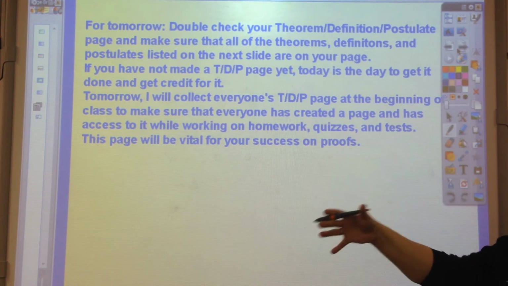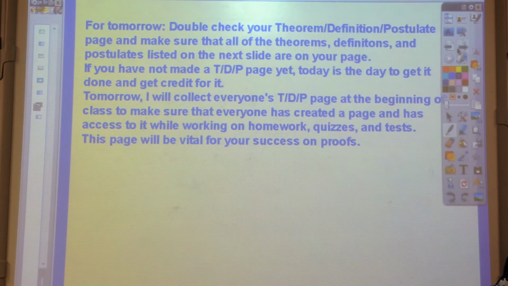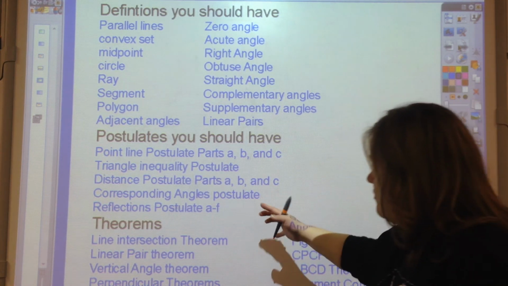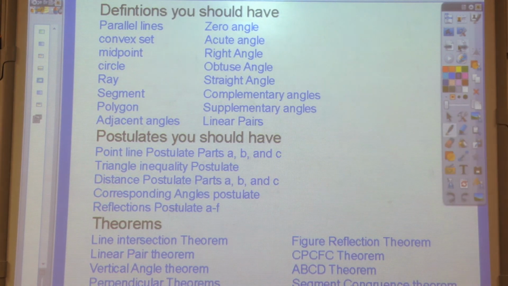Tomorrow I'm going to collect everyone's theorem, definition, and postulate pages at the beginning of class, like a video question, so I can double check them and then I'll give them back to you because you are definitely going to need to utilize them. So let's go ahead and go to this next slide, and please make sure that you have all of these. And the theorems that we did today, some of these I just labeled as theorems. Make sure that you have all of those dealing with perpendiculars. Like today we did the perpendicular bisector theorem. So I will collect those at the beginning of class tomorrow, and I will see you then.